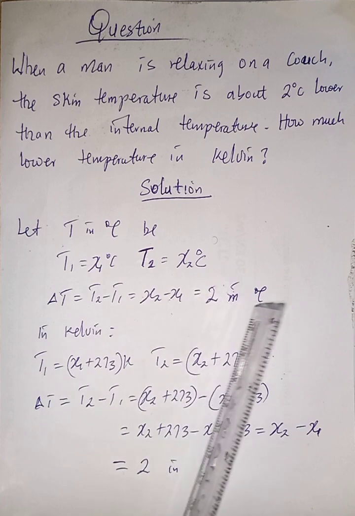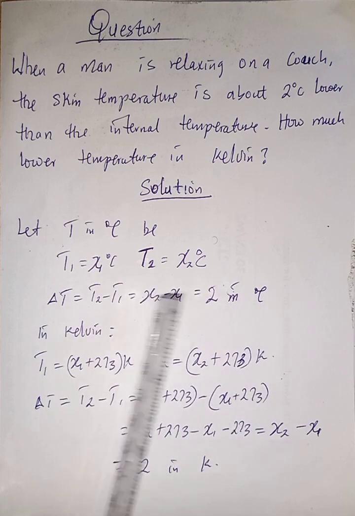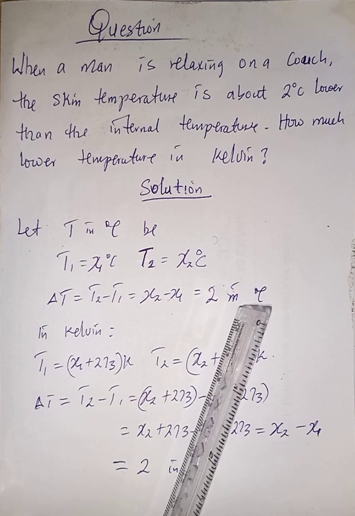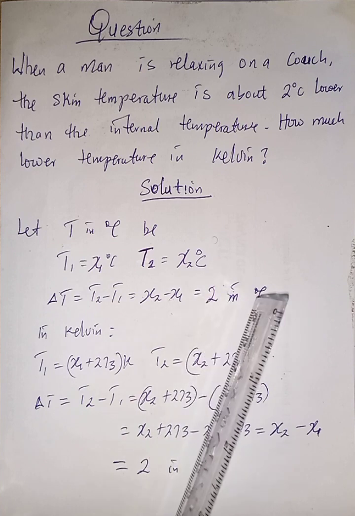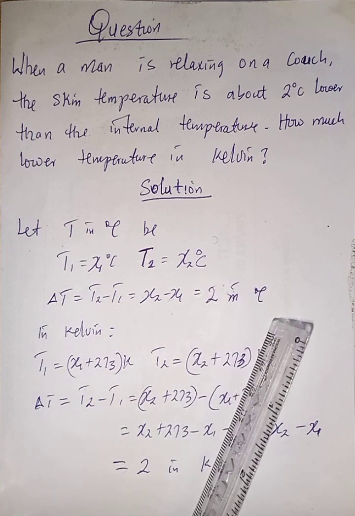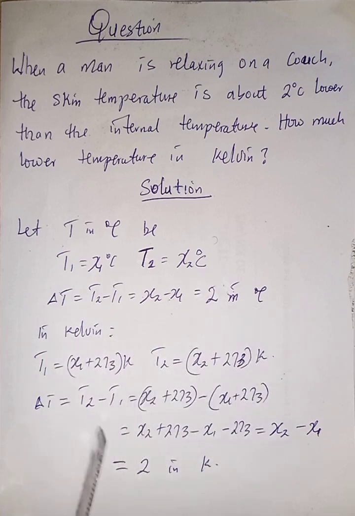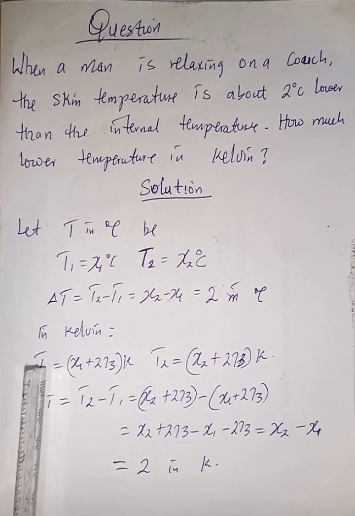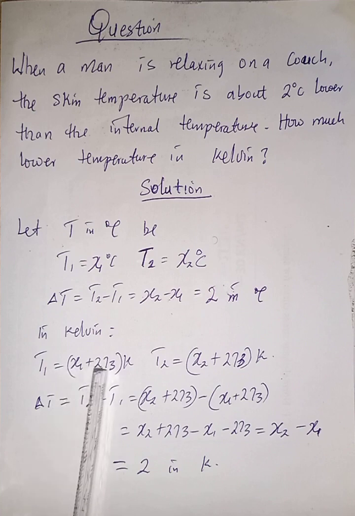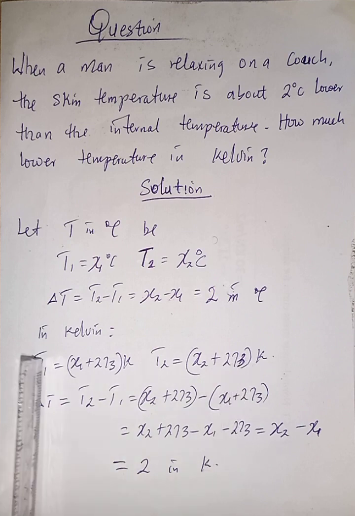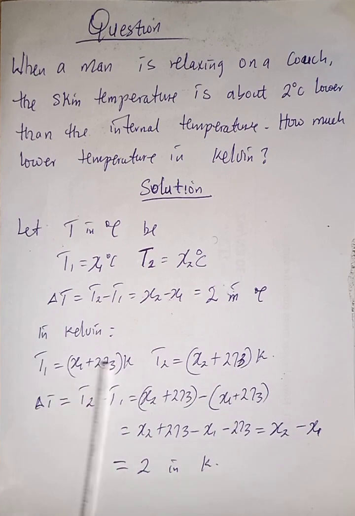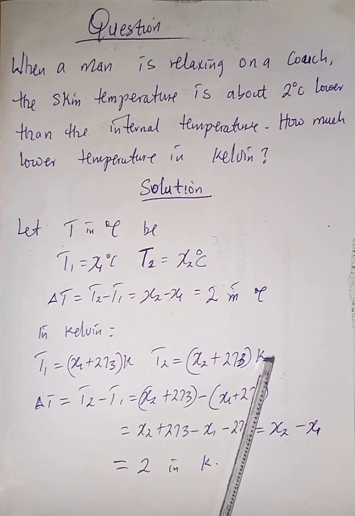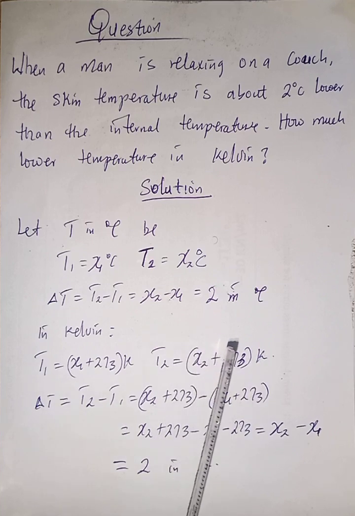And the second one is 2 degrees Celsius. So remember, S2 minus S1 is 2 degrees Celsius. Now let's look at it in Kelvin. Remember, for Kelvin, you have to convert the first temperature to Kelvin by adding 273. Convert the second one to Kelvin by adding 273. If you want to convert from degrees Celsius to Kelvin, add 273 to it.